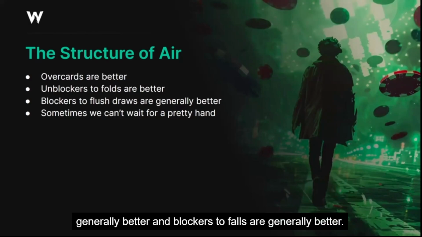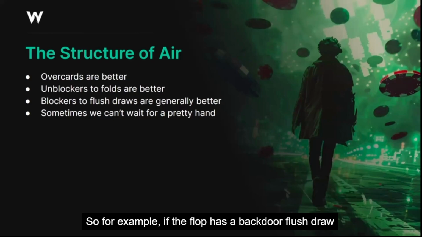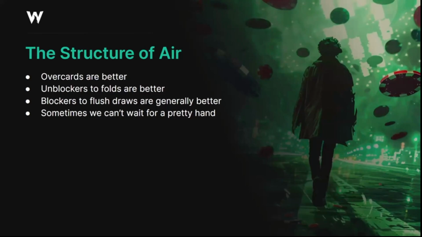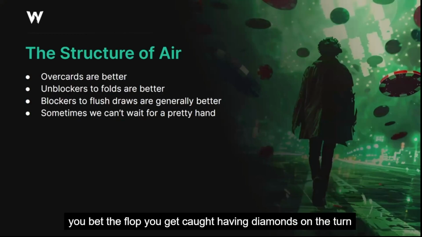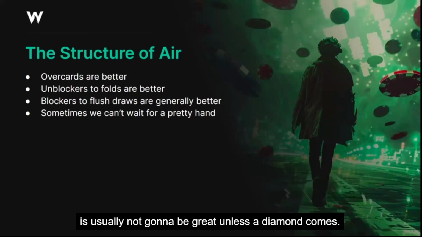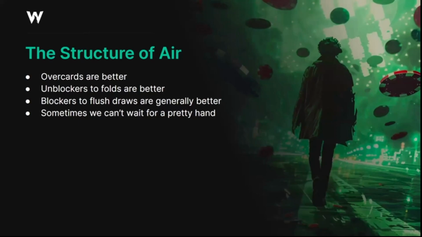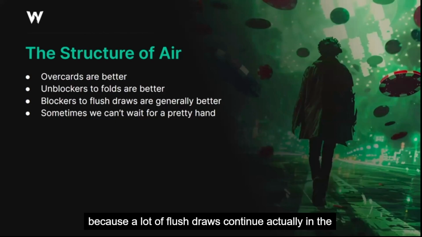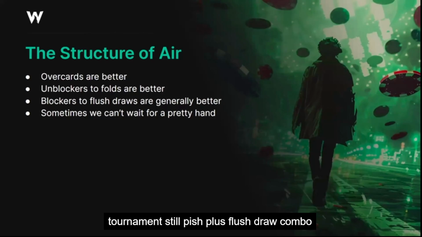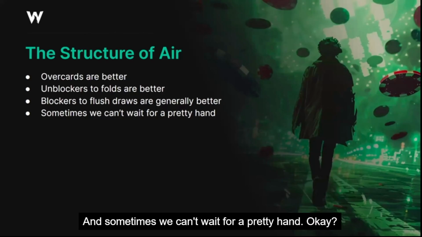All right, let's talk about the structure of air to summarize what we just looked at. Overcards, generally better. Unblockers to folds are generally better. So, for example, if the flop has a backdoor flush draw and it doesn't keep going on the turn, then blocking the backdoor flush draws becomes pretty bad. The flop is hard diamond. You bet the flop and you get called. Having diamonds on the turn is usually not going to be great unless a diamond comes. Blockers to flush draws are generally better. Not always, as we talked about, but they're generally better because a lot of flush draws continue actually on the turn. Still, pairs plus flush draw, combo draws, not flush draws.